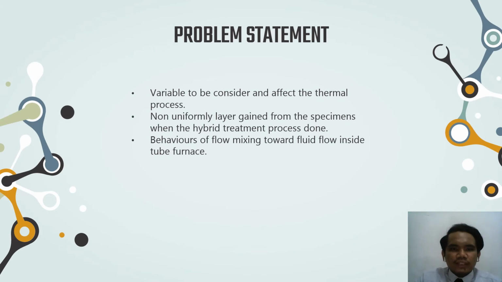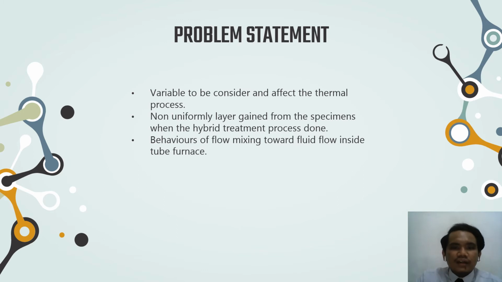Problem statement. There are a few problems that can be seen from this project. First of all, what variables should be considered and can affect the thermal process inside the horizontal tube furnace. This can be seen from the reaction of fluid flow and the surface improvement.